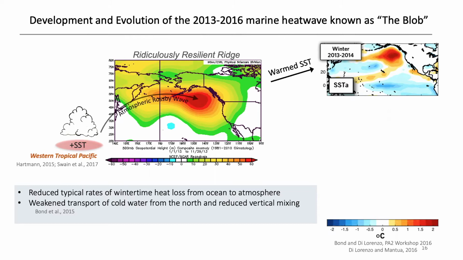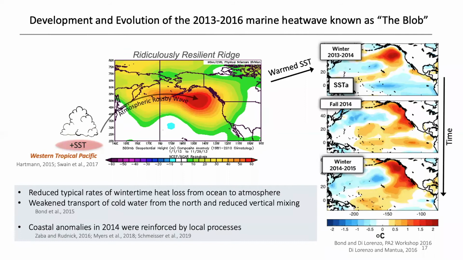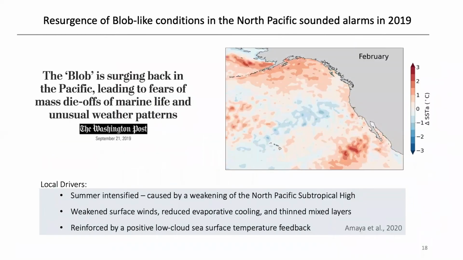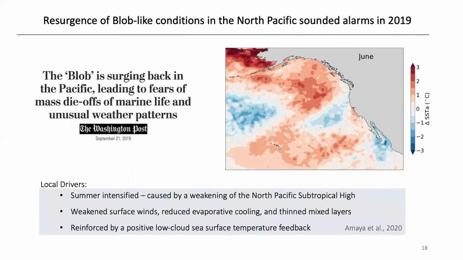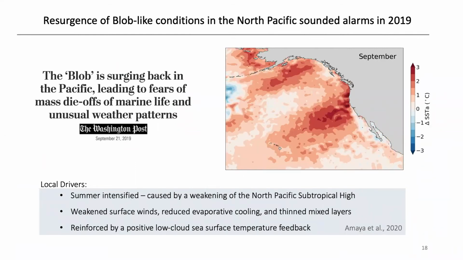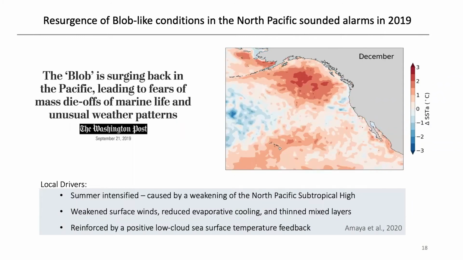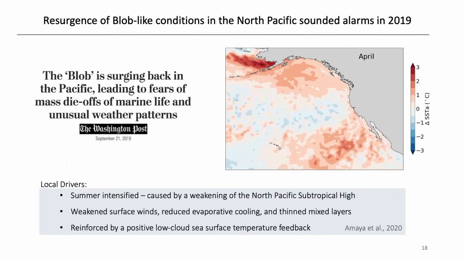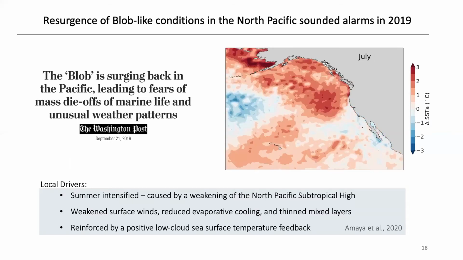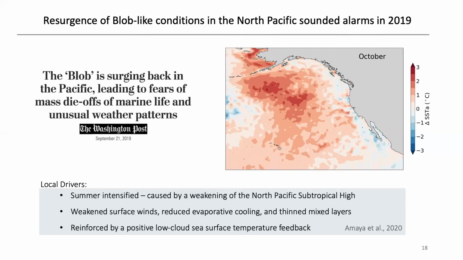But the anomalies didn't stay in one place, they moved around. So shortly after it started, it propagated to the coast in fall of 2014. And it lingered there through the winter of 2014, 2015, and into 2016. And what studies have found was that there was an advective component to this migration, but also that those anomalies were locally reinforced. So what happened last summer was quite eerie, with fears that we were heading into another marine heat wave like the one we saw starting in 2013. And a lot of the media was abuzz with concerns that we might have mass die-offs of marine life again, or that this warming would then disrupt our weather.